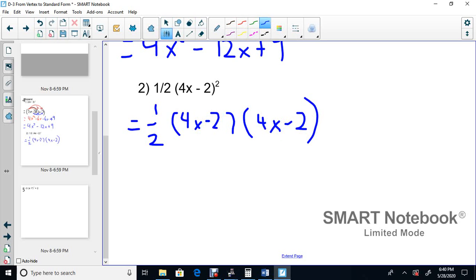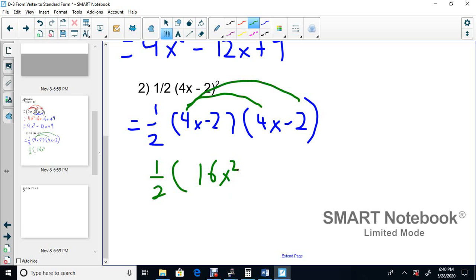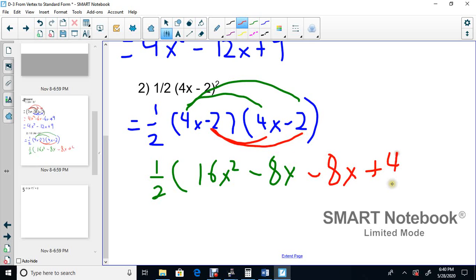Now we're going to do the shooting arrows. So we're going to multiply this times this and this times that. So we're going to leave the half in the front. And 4 times 4 is 16x squared. 4 times negative 2 is minus 8x. And now we'll use the other color here. So we'll multiply that and multiply that one. So you get minus 8x and plus 4.